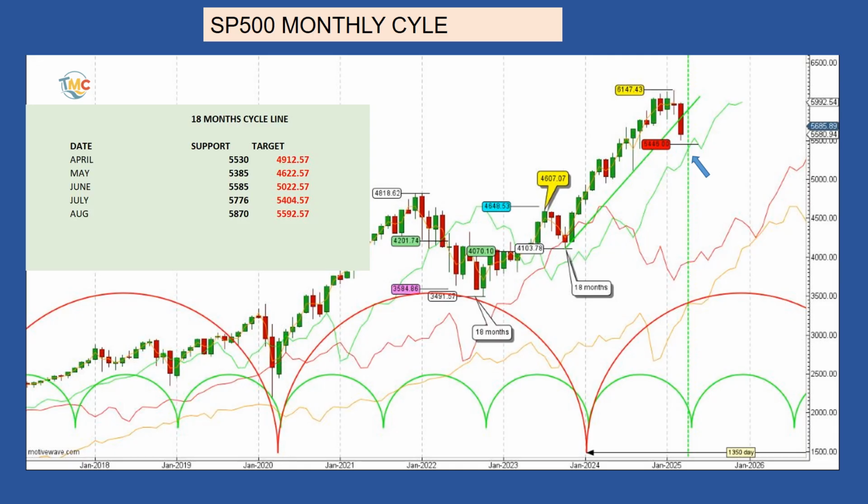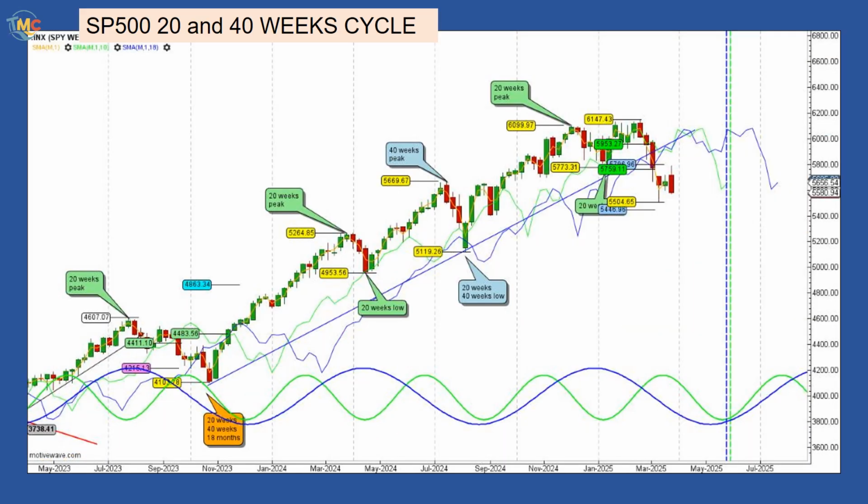If the 18-month cycle low is expected at the end of May, on its cycle line, does this mean that during the rebound following the 18-month cycle low formation, the S&P 500 will make a new all-time high? Not necessarily. It all depends on when and where the S&P 500 will cross above first its 20-week, then the 40-week cycle line. For the 20-week cycle line, it is too early to know where it is going to be after the week of May 27th. On May 27th, the 20-week cycle line will be at 5,740.